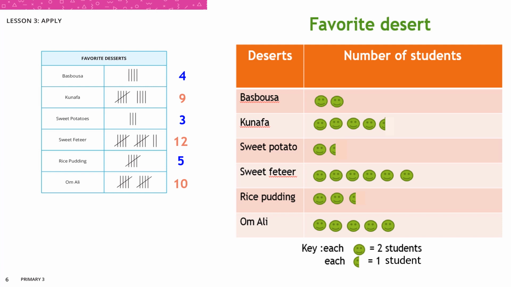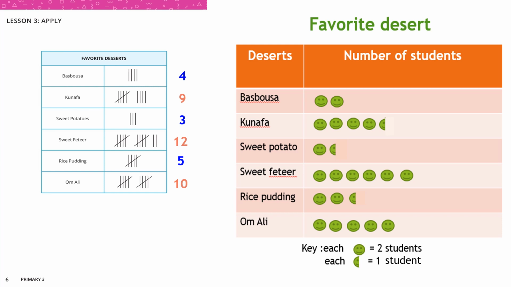We will represent this table using a pictograph. Let's remember together, a pictograph uses pictures to show the data. Here our title is favorite desserts. We will find the column on the left for desserts and the number of students in the next column. We will have our key that tells me that each one smiley face equals 2 students, and each half equals 1 student.